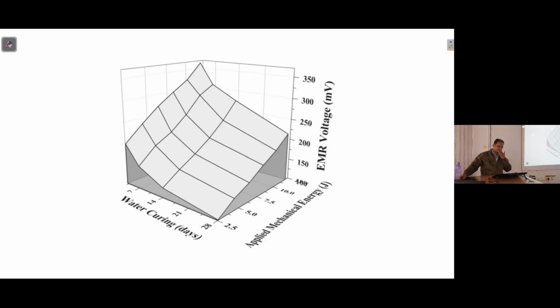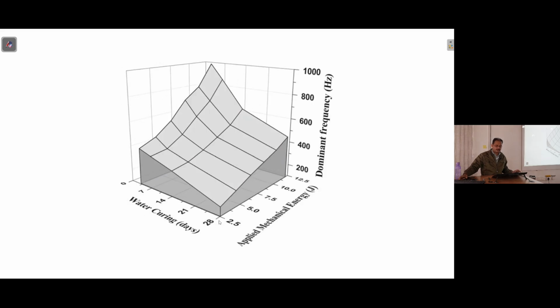Then here is just a 3D plot. Here again is applied mechanical energy. Corresponding to each dropping weight, whatever the variation of height, how much energy is applied is taken into account, and the EMR voltage has been plotted, against the number of days of curing: 3, 7, 14, 28. So an increasing pattern, of course, for 3 days the highest value, and then it reaches a very minimal value afterwards.